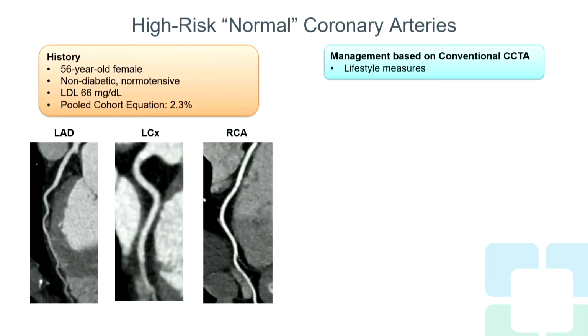This is a 56-year-old female, non-diabetic, normotensive. LDL is 66. You can't get much better than that. Pooled cohort equation is 2.3%. And for the astute readers, this is a CT meeting after all. So the coronaries look pretty much okay. Vast majority of us would agree, and there's not much to be done. Management based on conventional CTA, lifestyle measures.